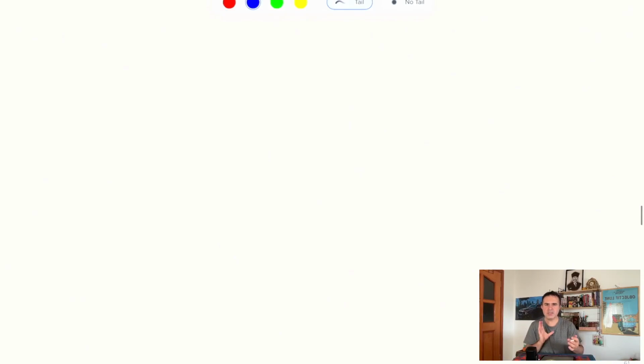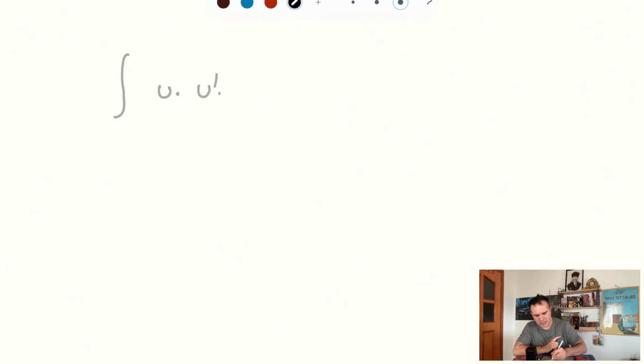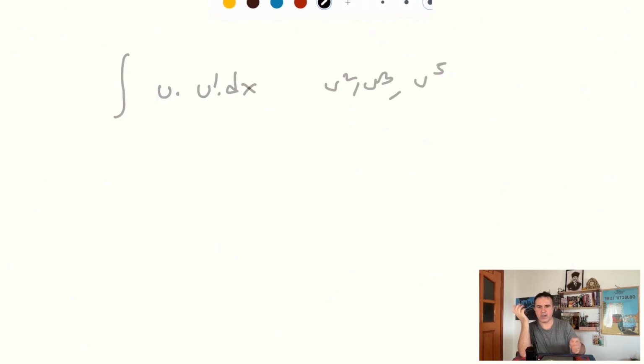When an integrand contains a function multiplied by the derivative of that function, we always use substitution. Let the function be u, for example. If we have a function u and its derivative is multiplied by dx, we use substitution. It doesn't matter how u appears here, whether it may be raised to a power, for example, u squared or u cubed or u to the power of 5.